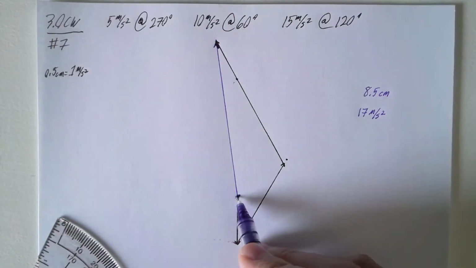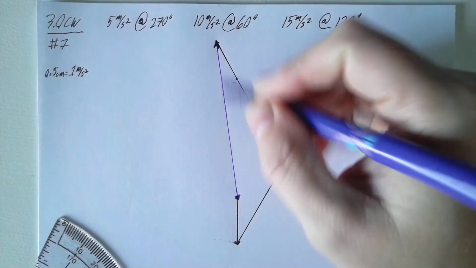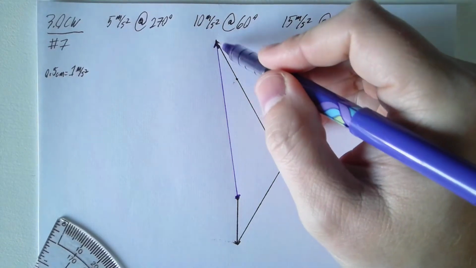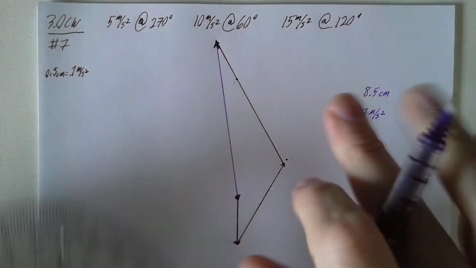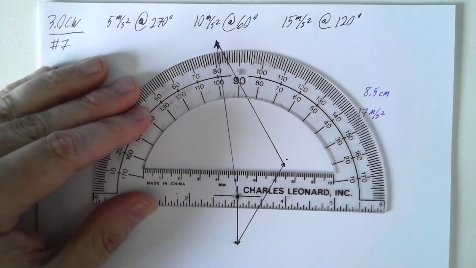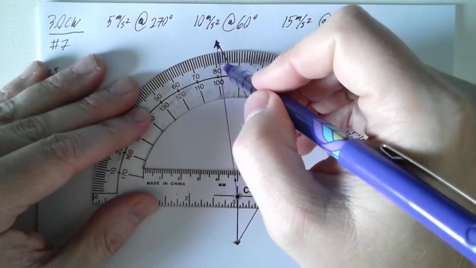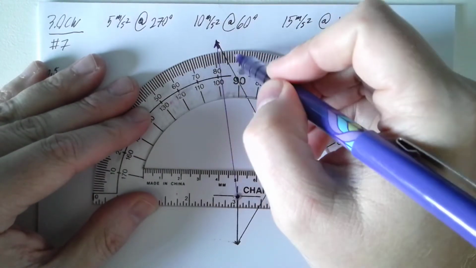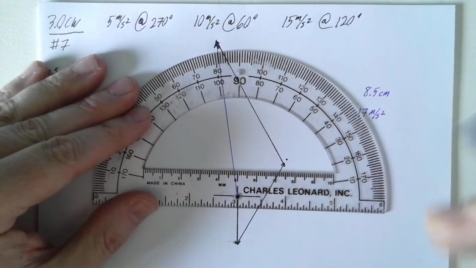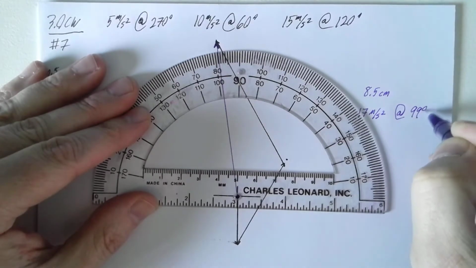And I drew my vector going the wrong way. Alright, so where we started to where we ended. So our resultant would be from here to there. Okay, so our direction now is measured from 0. So from where we started, our 0 is over here. We get about 98, 99. We'll say 99 degrees.